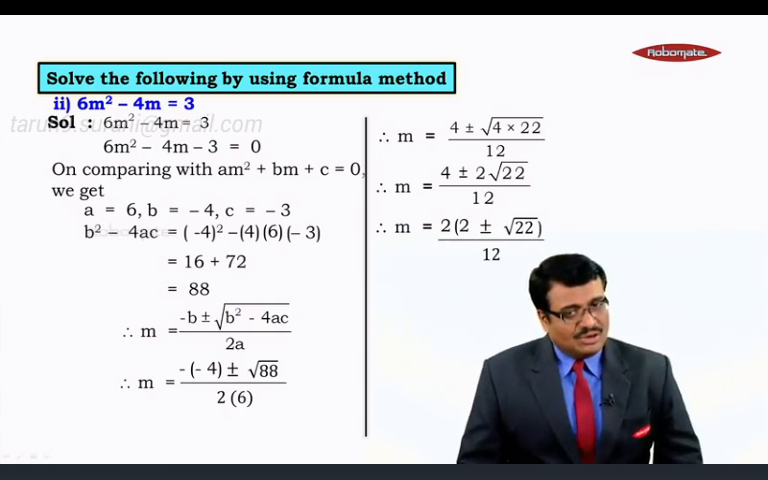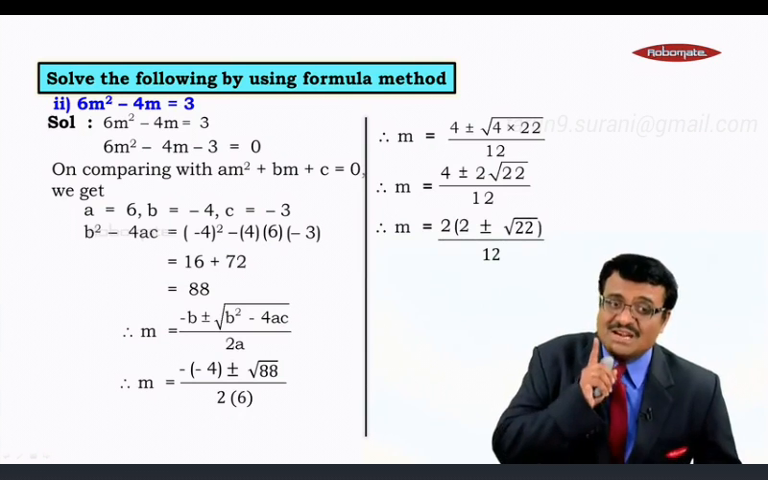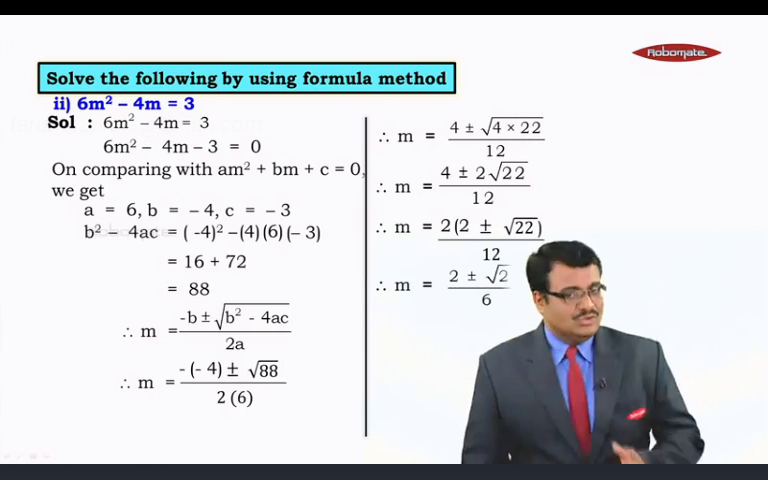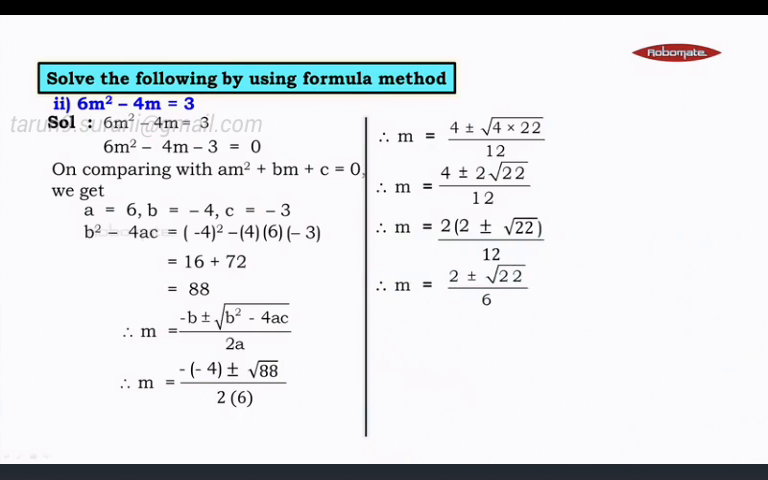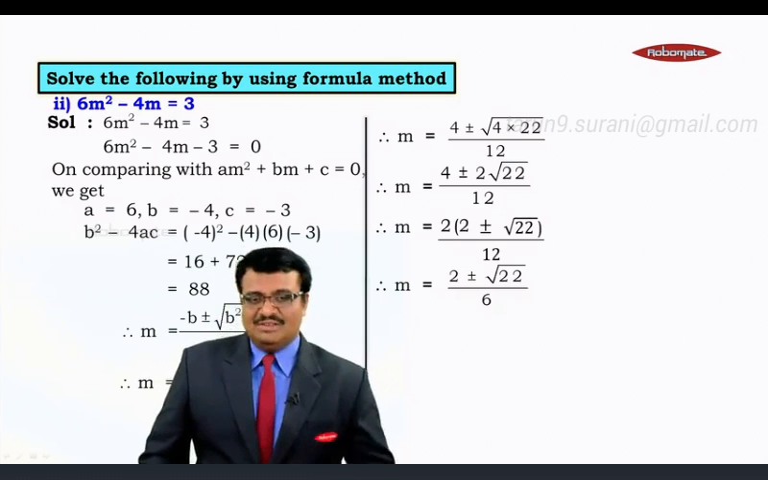Now if you carefully look, the sign between 2 and the bracket is what sign? No sign. No sign means it is multiplication, and multiplication means we can cancel. So 2 ones are 2, 6 2s are 12, we can cancel. So what we get is m is equal to 2 plus or minus root 22, the whole upon 6.